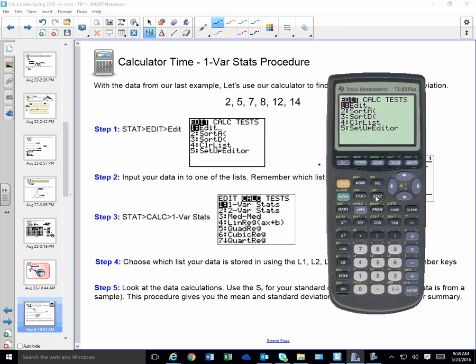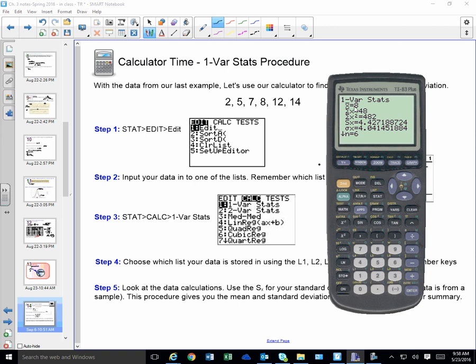Now I'm going to go back to stat and over to calculate, and I want to do one variable stats. After the one variable stats, if yours looks like this, you're going to put L1. Your screen may look a little different, but you just want to say that your data is in L1. So you will put that into your calculator, and then you get this output.